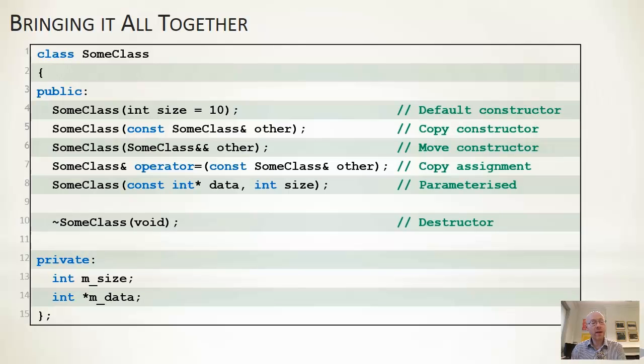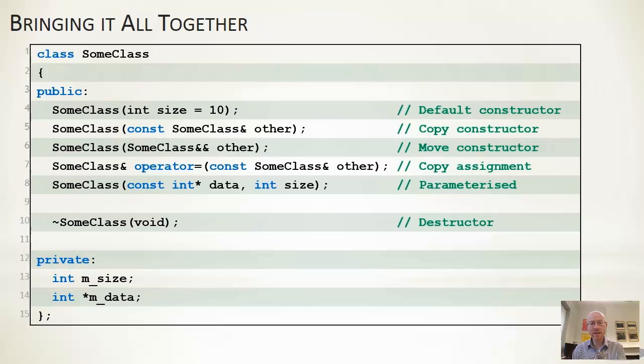Line 5, we're passing in a constant reference to another instance of this class. This is our copy constructor. Just as a reminder, it's constant in the sense that we're not going to change the thing that we're copying from. So that's line 5.